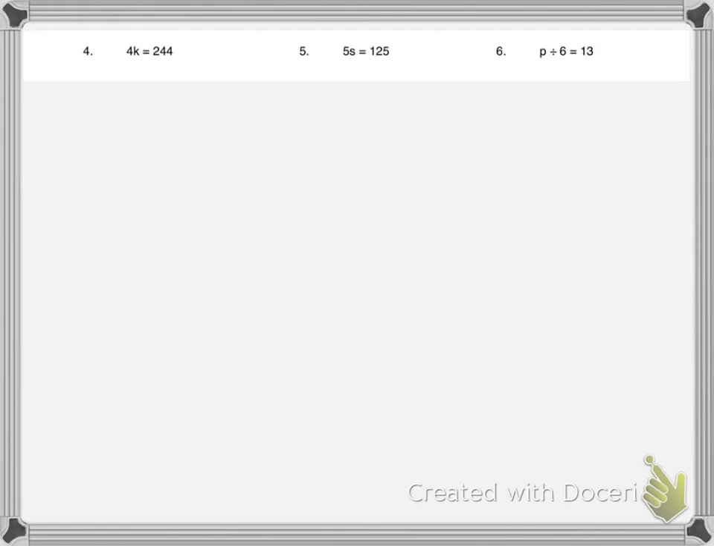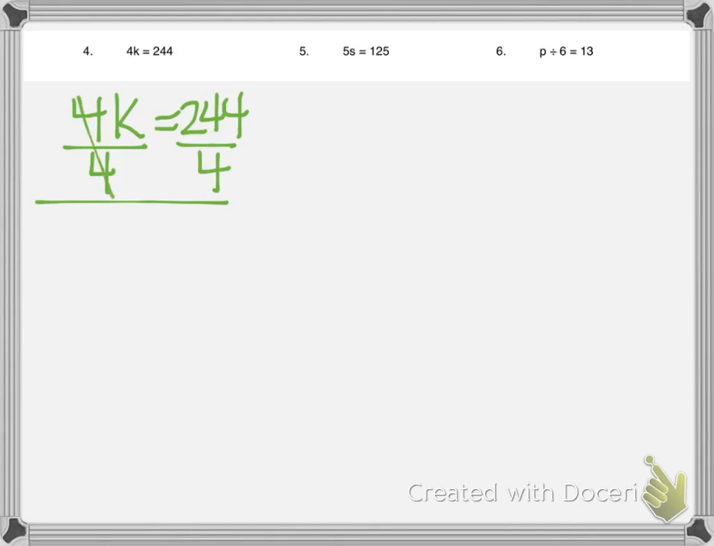All right, this one we have, let's see, 4 times k is equal to 244. Undo multiplication with division. Okay, and then I can cancel the 4's. I get k is equal to 244 divided by 4, I believe is 61. K would be 61.